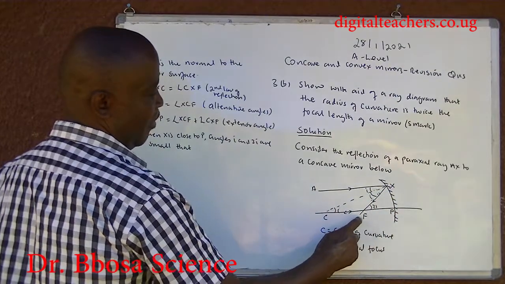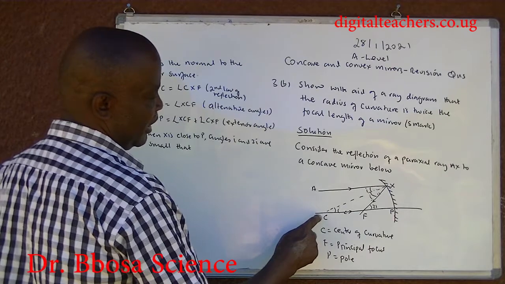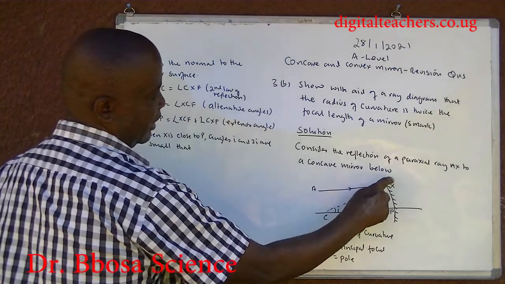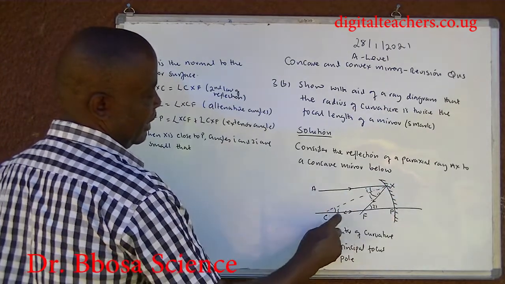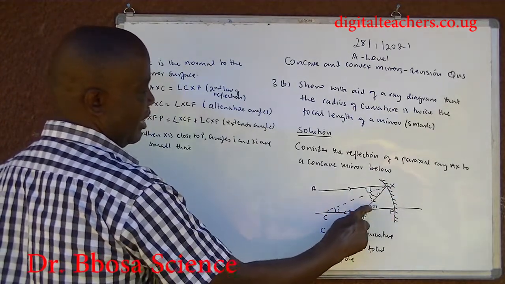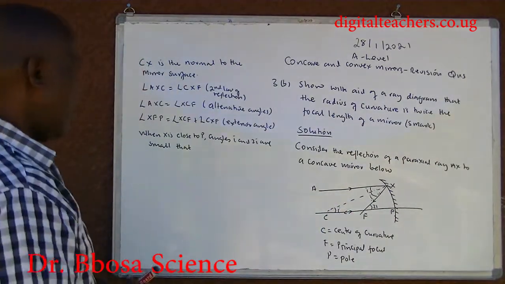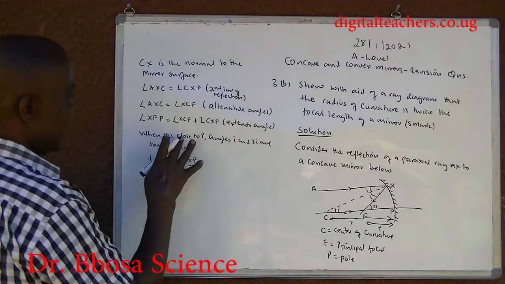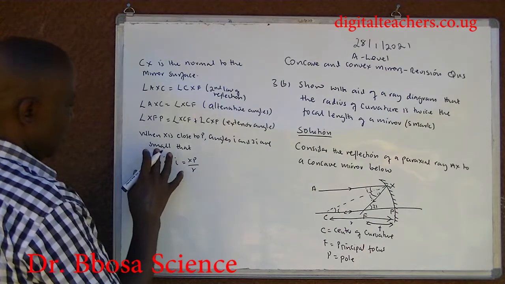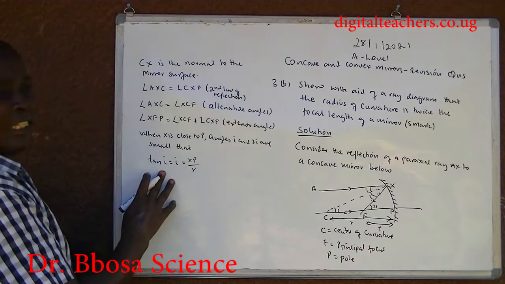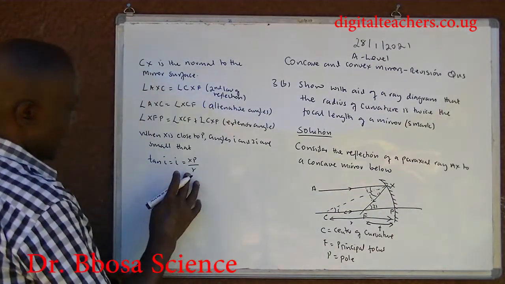Angle XFP is equal to the sum of angle CXF plus angle XCF. So this is 2i, the sum of i plus i, because this is an exterior angle. When X is close to P, angle i and angle 2i are small, so tan i is equal to i, which is equal to XP over R.